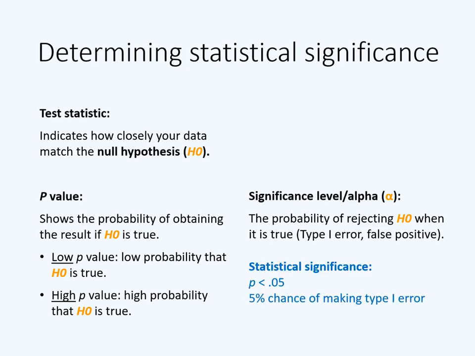The key thing to remember is that if the p-value is less than 0.05, the results are significant. They support the experimental hypothesis. If the p-value is higher than 0.05, the results are not significant. They do not support the experimental hypothesis. So it's all three of these things on this slide, test statistic, p-value and significance level, which allow us to determine statistical significance.